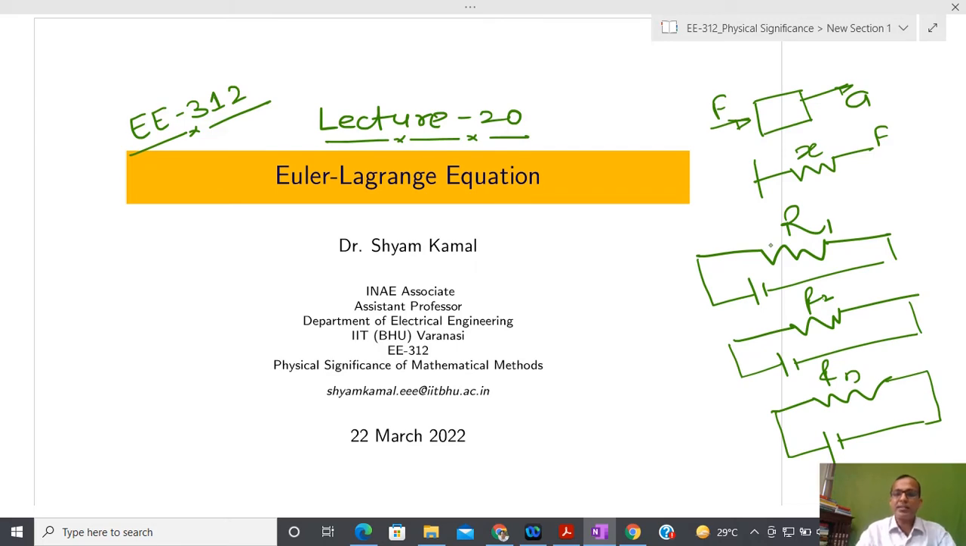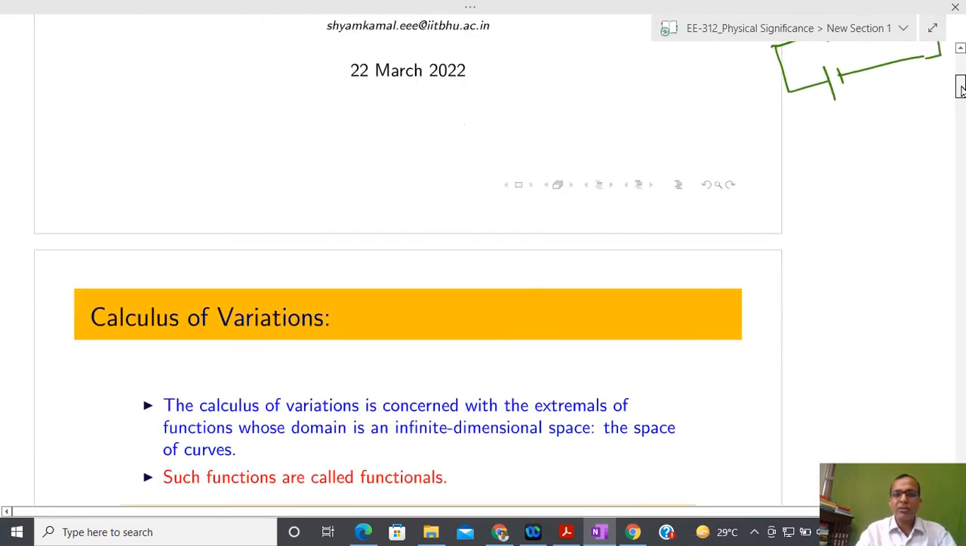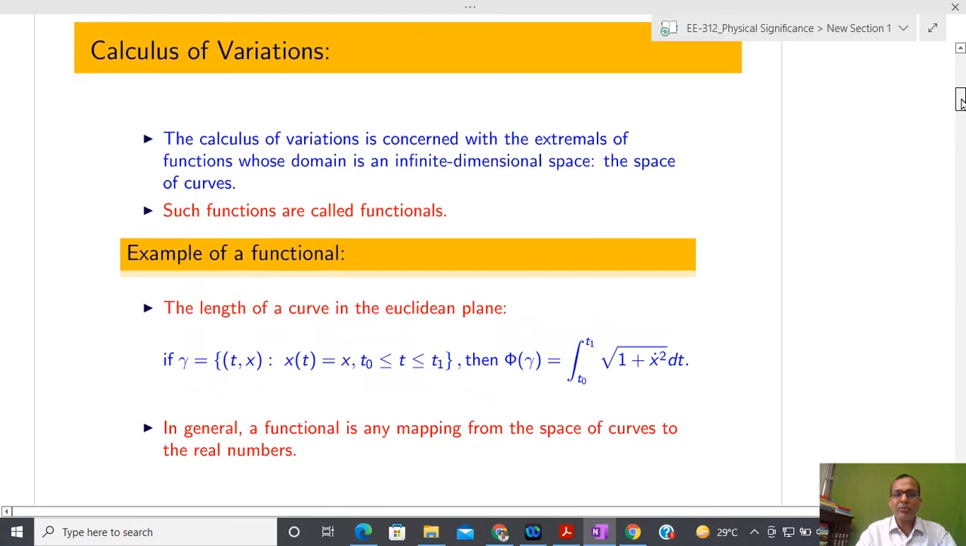Okay, so let us start today's lecture. In today's lecture I am going to talk about calculus of variation. With the help of calculus of variation it is possible to formulate the Euler-Lagrange equation, and using the Euler-Lagrange equation I can talk about the mathematical modeling of dynamical systems. That is the basic idea.